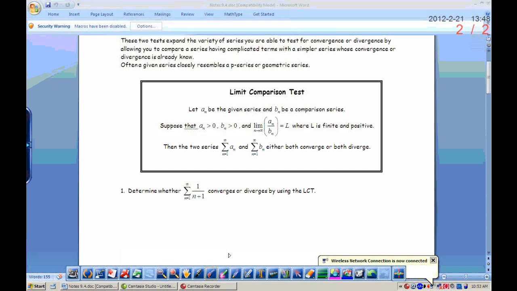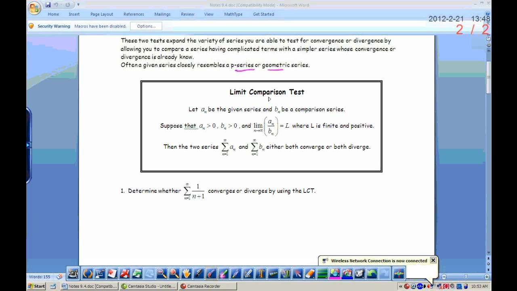All right, today we're going to talk about the limit and direct comparison tests. These two tests expand the variety of series you're able to test for convergence or divergence by allowing you to compare a series having complicated terms with a simpler series whose convergence or divergence is already known. A simpler series is usually going to be either a p-series or a geometric series, because those are two types of series that we can just glance at and know, oh, I know that converges, or I know it diverges, depending upon what the p or the r value is.